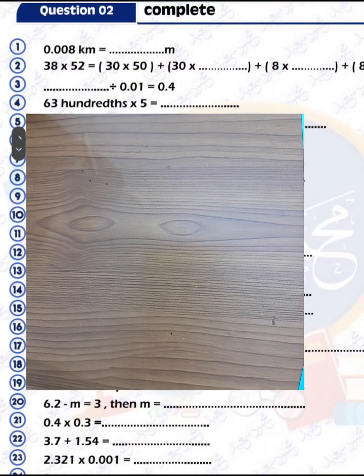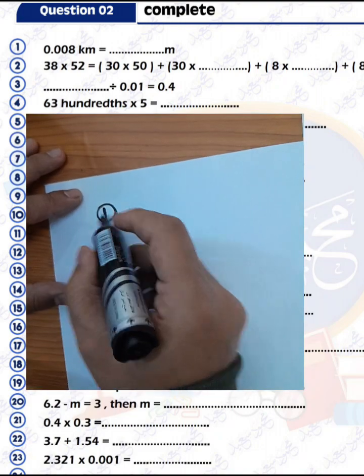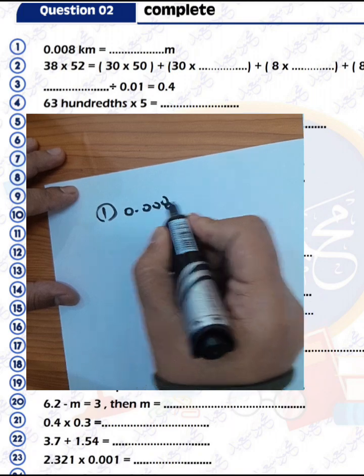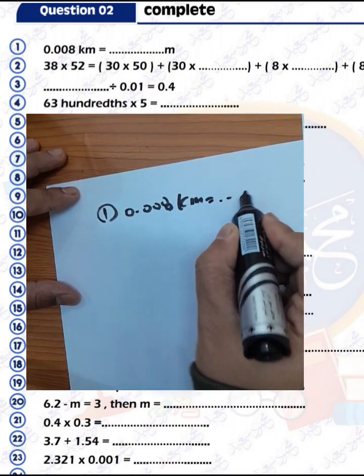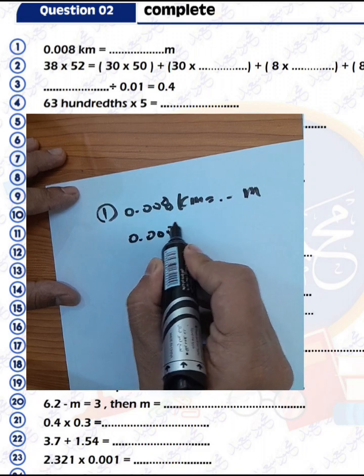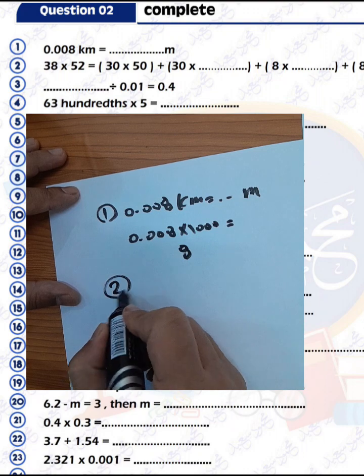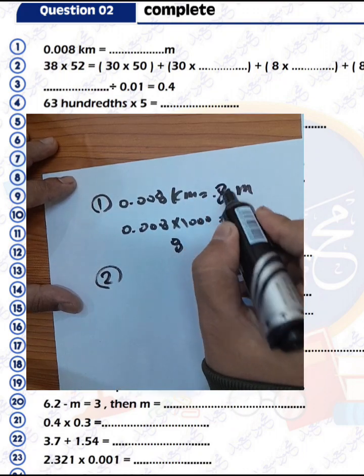Complete. Question number 1. 0.008 kilometer equals blank meter. To convert from kilometer to meter, multiply by 1000. Move the point to the right-hand side by 3 places. It will be 8. Okay, write 8 here. Question number 2.